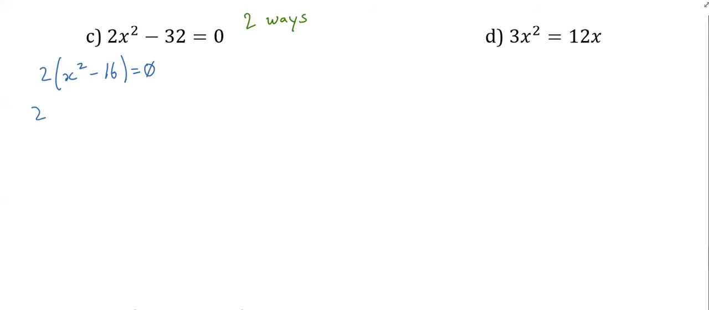So this is x plus 4 times x minus 4 equals 0. So x plus 4 equals 0, and x minus 4 equals 0. X equals negative 4, x equals positive 4. Yes? No. Yep.